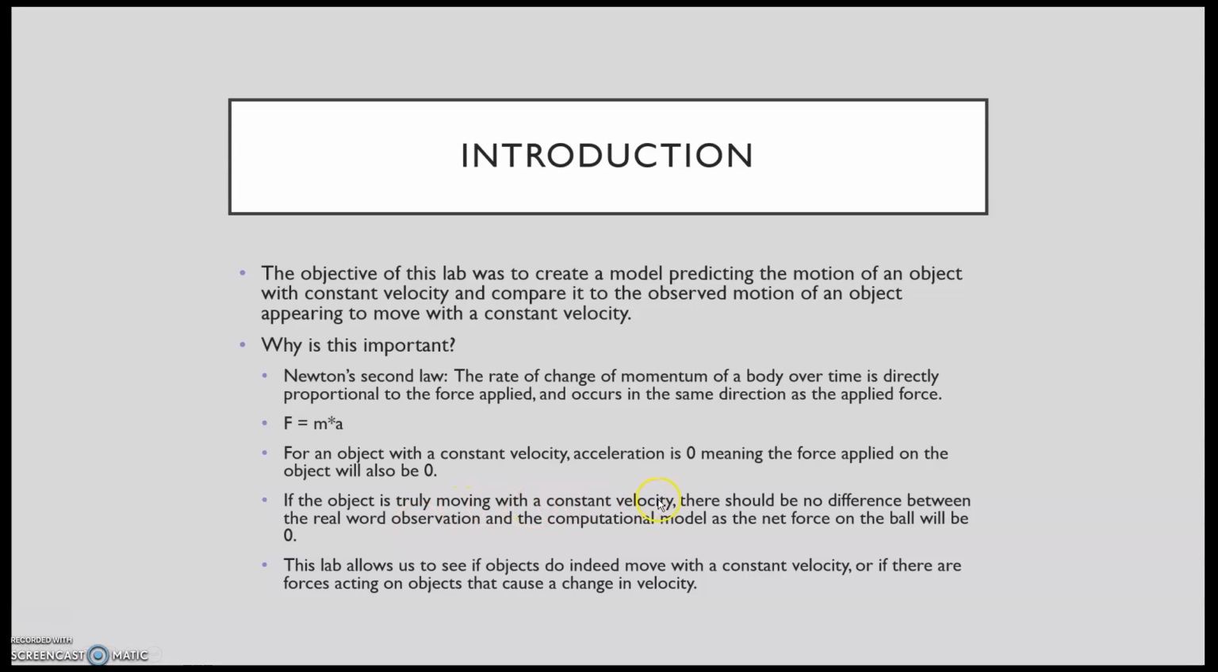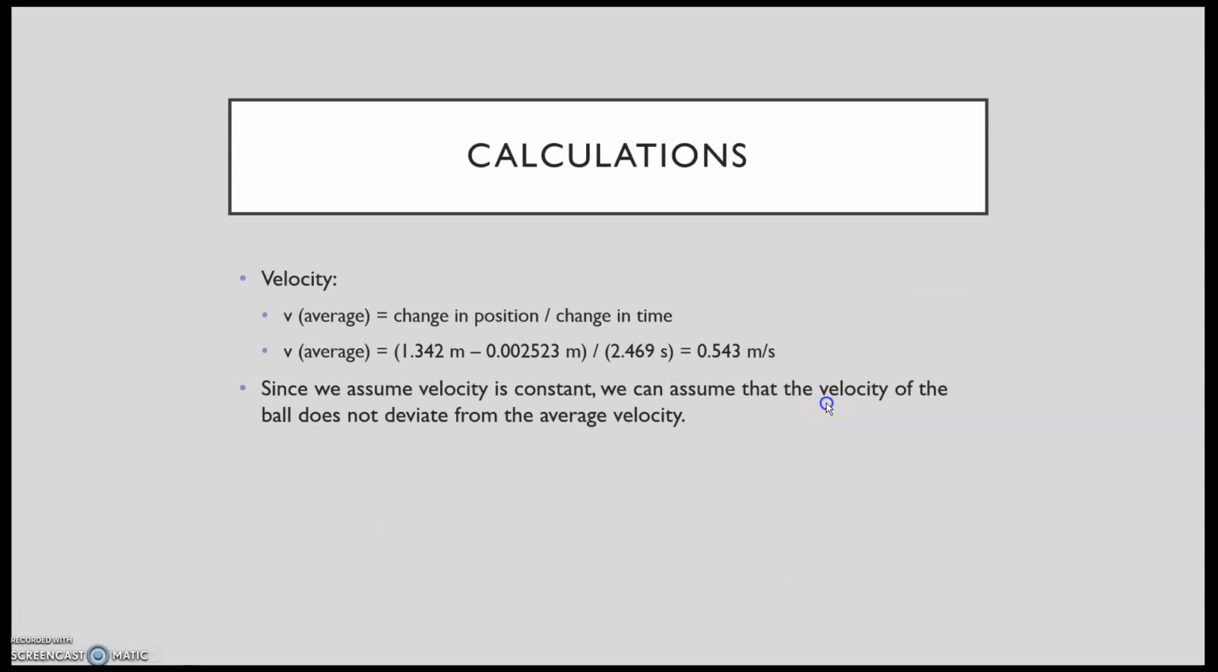And if the object is truly moving with a constant velocity, there should be no difference between the real-world observation and the computational model, as the net force on the ball will be zero. And this allows us to see if objects do move with a constant velocity, or if there are forces acting on the objects that can cause a change in the velocity.